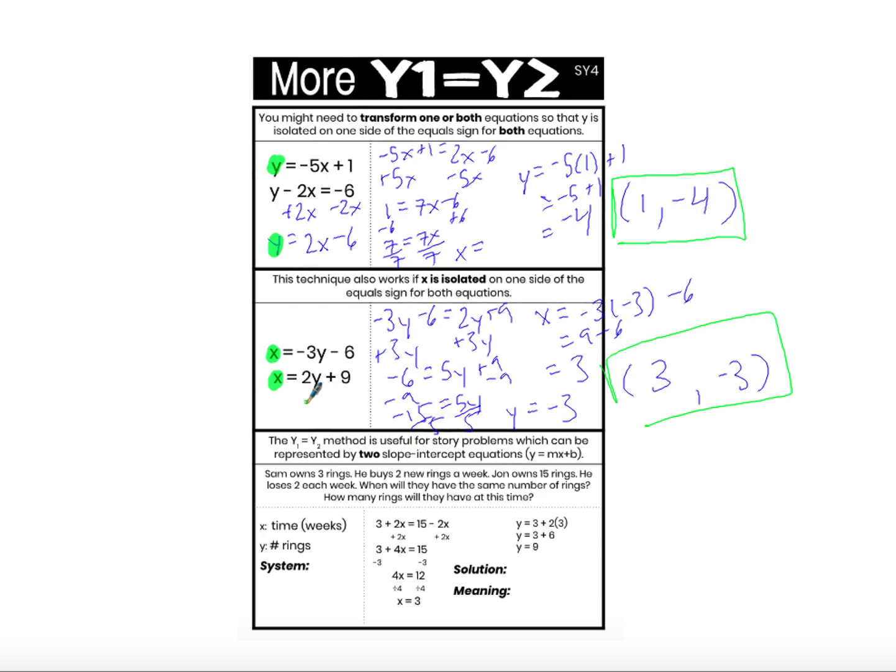And of course I want to check with the second equation to ensure that I'm correct. Does 3 equal 2 times negative 3 plus 9? Does 3 equal negative 6 plus 9? Yep, 3 equals 3. And I like to even check that first equation that I just used. Does 3 equal negative 3 times negative 3 minus 6? Does 3 equal 9 minus 6? Yep, 3 equals 3. Okay, so y1 equals y2 could really be called, well, it includes x1 equals x2.